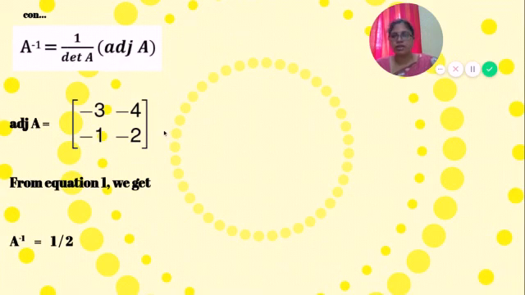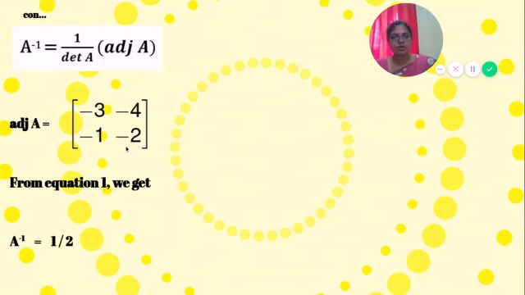As we have seen in the last class, for the adjoint of A for 2 cross 2 matrices, we have to interchange the elements in the main diagonal, and change the signs of the other elements. So adjoint of A is equal to minus 3, minus 4, minus 1, minus 2. So now we are going to find the inverse.